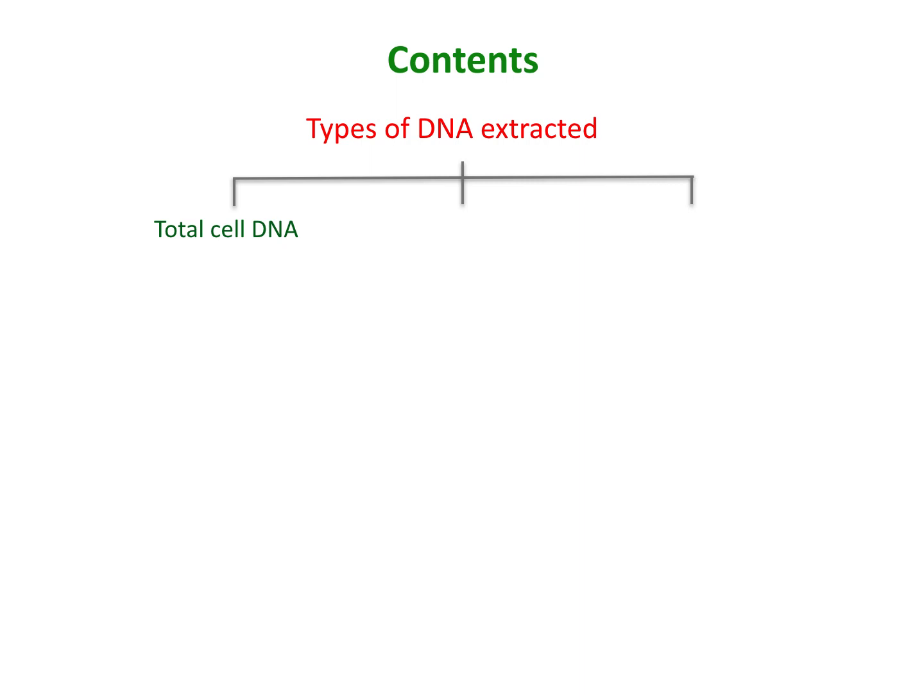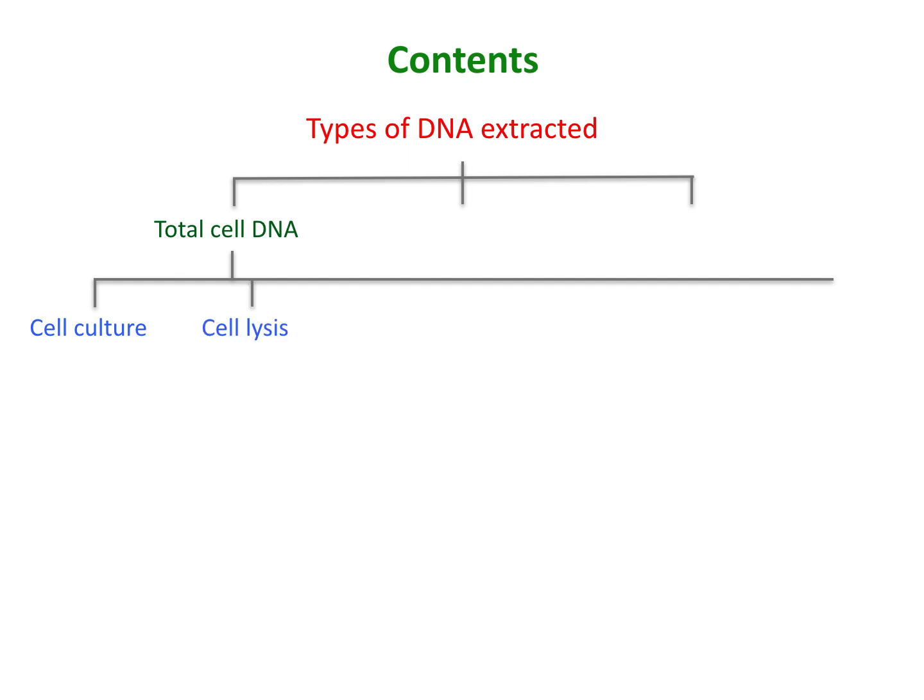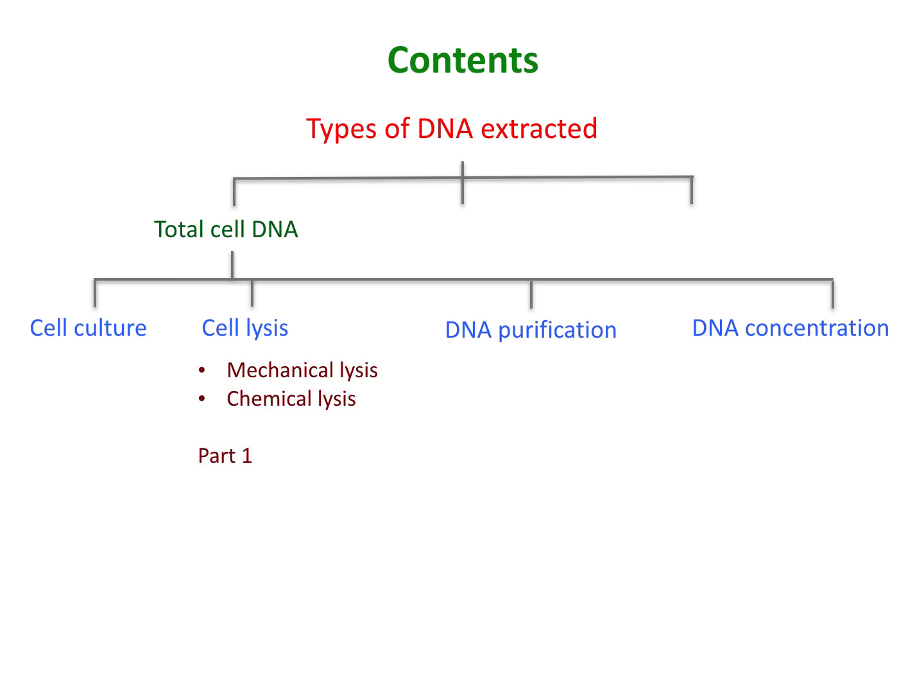Overall, the process can be categorized into four stages. In the first step, a cell culture or tissue sample from the desired organism is obtained. In the second step, cell lysis is performed. After this, DNA from the lysed cells is purified and concentrated. In cell lysis, I will gloss over the process of mechanical and chemical lysis.